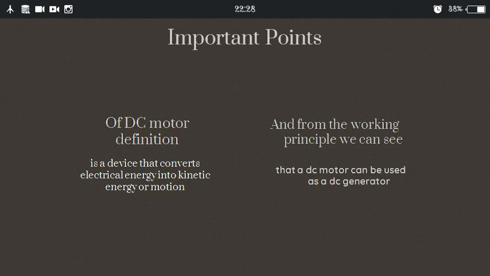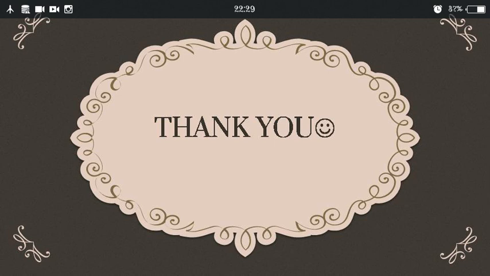And the last important point: a DC motor is a device that converts electrical energy into kinetic energy or motion. And from the working principle, we can see that a DC motor can be used as a DC generator. Okay, that is all I can say about the DC motor, from definition to working principle.